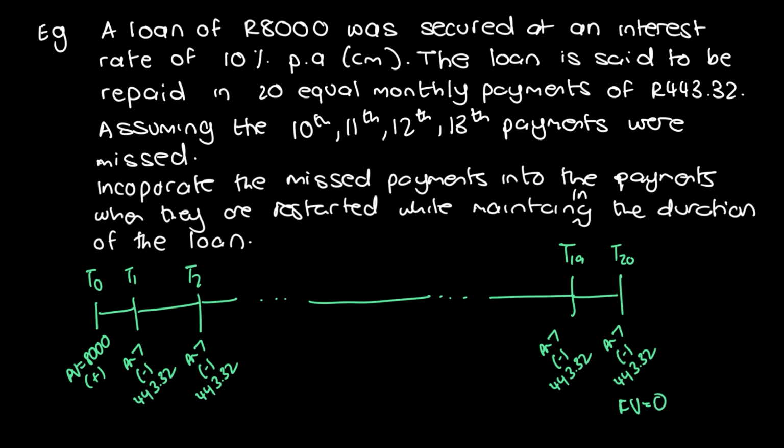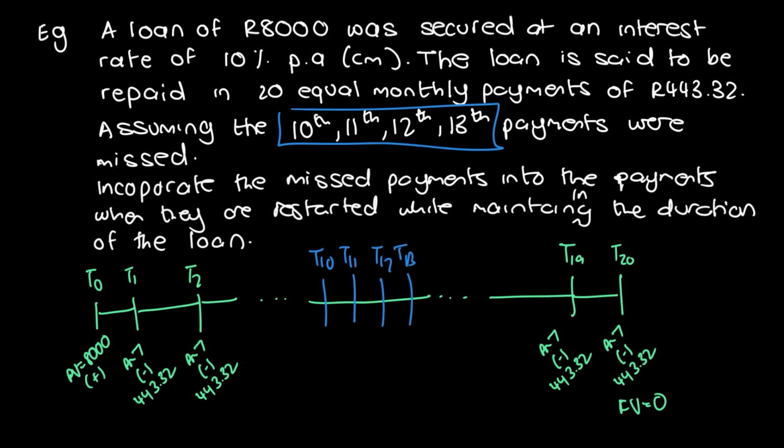Now things are going to change. So we're going to have missed payments at 10, 11, 12, and 13. So T10, T11, T12, and T13, instead of the PMT 443.32, we're going to have 0, 0, 0, and 0. And we're going to update, so we're going to change our monthly payments from T14. So we're going to have PMT2. So we're going to have PMT2 at T19 as well, and at T20. So let's just update that. So that's going to become PMT2, and that's going to become PMT2.